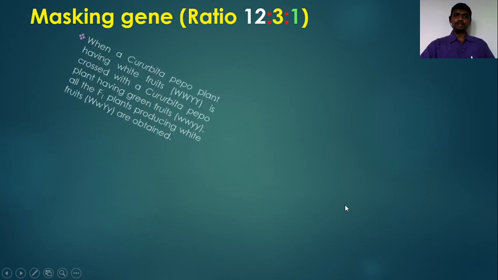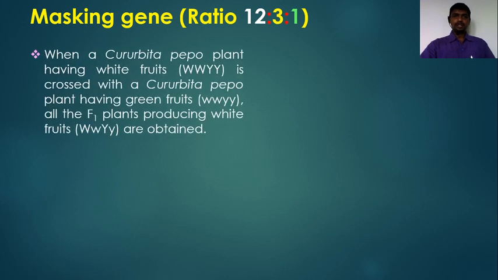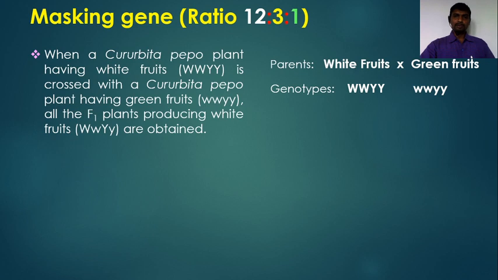Okay, for that we are going to make a cross between two individuals of Cucurbita pepo. A Cucurbita pepo plant having white fruits, with genotype capital WWYY, is crossed with a Cucurbita pepo plant having green fruits, small wwyy. All the F1 plants produce white fruits, having a genotype of capital W, small w, capital Y, small y. So this is a cross between white fruits and green fruits of Cucurbita pepo.